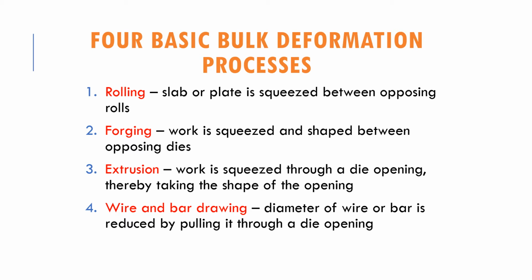As I've mentioned in the previous slide, there are four basic bulk deformation processes: rolling, forging, extrusion, and also wire and bar drawing. As for rolling, the slab or plate will be squeezed between opposing rolls in order to decrease the thickness of the work material. Second is forging, where work is squeezed and shaped between two opposing dies. The third is where work is squeezed through a die opening, therefore it will take the shape of the opening. And the last one, wire and bar drawing, is the reduction of the diameter of the wire or bar by pulling it through the die opening.